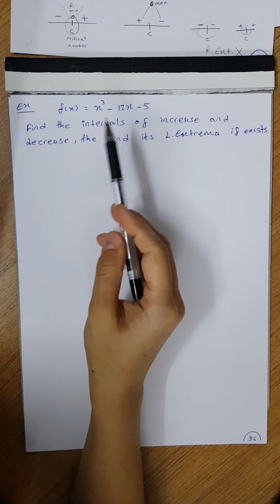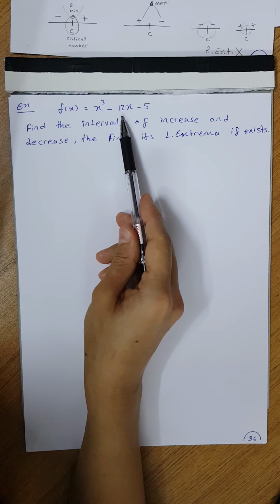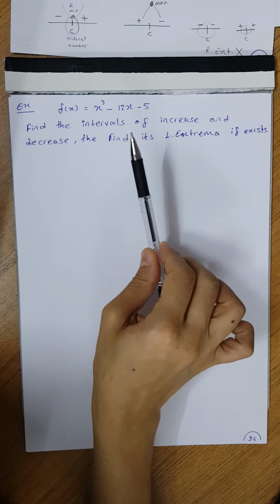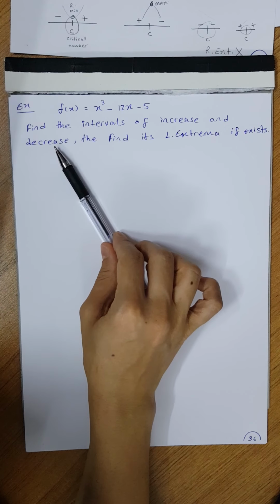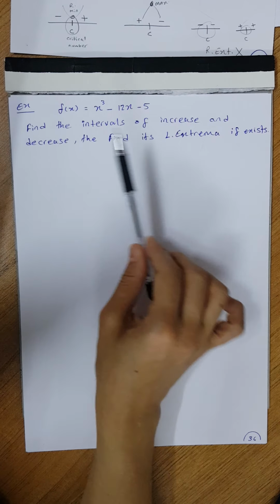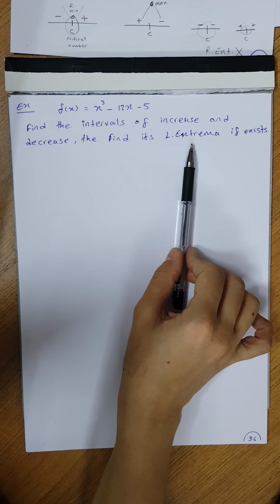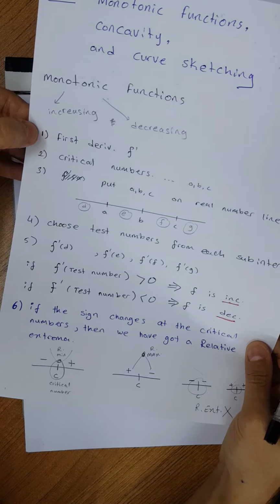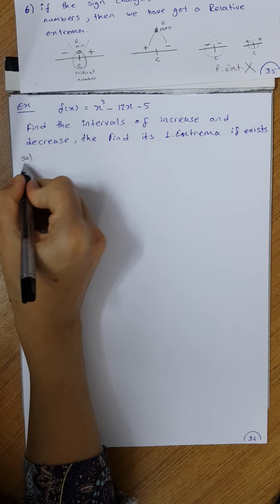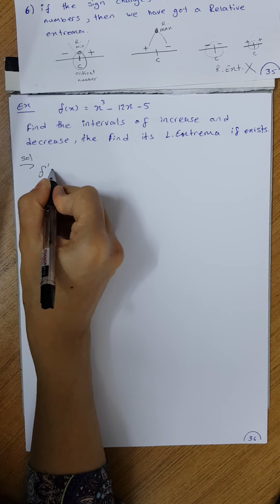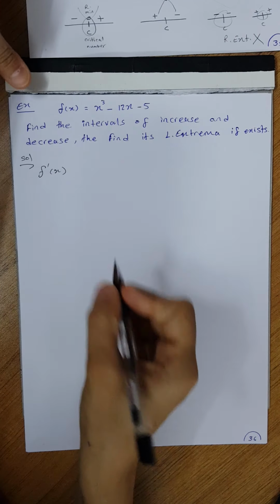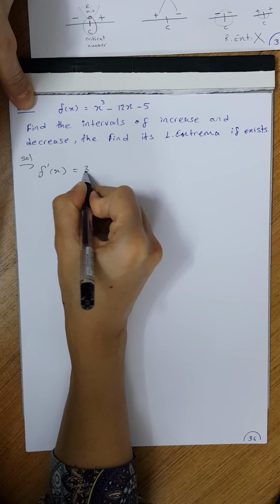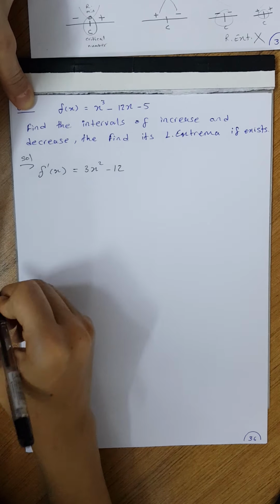So what do I have? I'm given a function f of x equal to this one. It's required from us to find the intervals of increase and decrease, the monotonicity of the function, and local extrema if they exist. So what do we have to do? First, in the procedure, we find the first derivative of the function. So I will start with the derivative. That's the application of differentiation. What's the derivative of that function? That's equal to 3x squared minus 12.